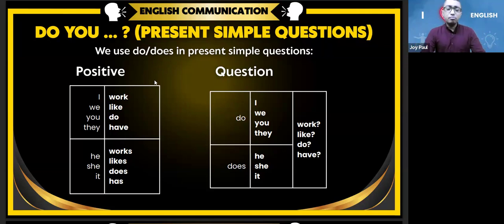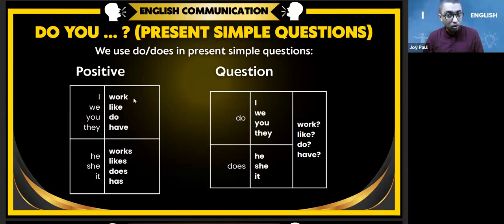Let's say in positive sentences we are creating very simple two-word sentences as examples: I work, we like, you do, they have, he works, she likes, it does, it has. You know why you are writing works, likes, does, has. In my previous video, I have described it in detail already. So now, how to create questions with these simple sentences? Just simple: you have to use do and start with do.